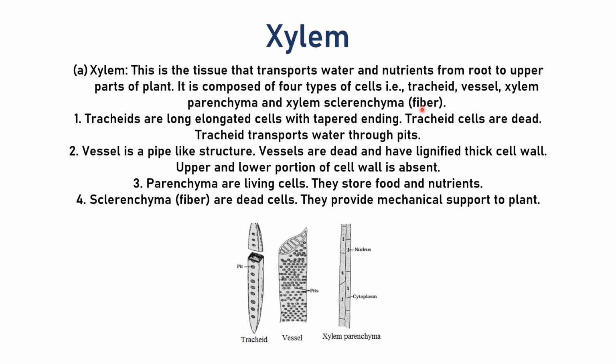Okay, now let's go in detail one by one. Let's take these cells, tracheids. As you can see, tracheids are long, elongated cells. They have tapering ends, okay? And you can see there are pits all along the tracheids. And what is the main function of tracheids? This is to transport water through pits, right?